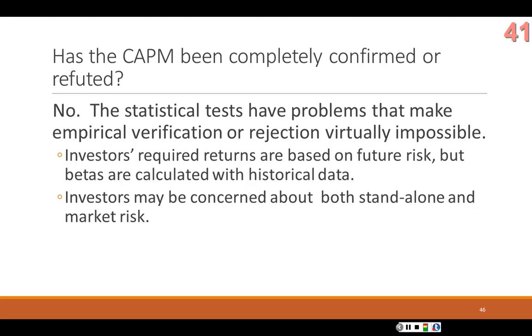But the capital asset pricing model has not been completely confirmed or refuted. The statistical tests that would make empirical verification or rejection possible are not available. So basically, the capital asset pricing model is based on too many theories that can't be proven. Investors' required returns are based on future risk, but betas are calculated with historical data, so that's one problem. And investors can be concerned with both standalone and market risk. So that concludes Chapter 6.